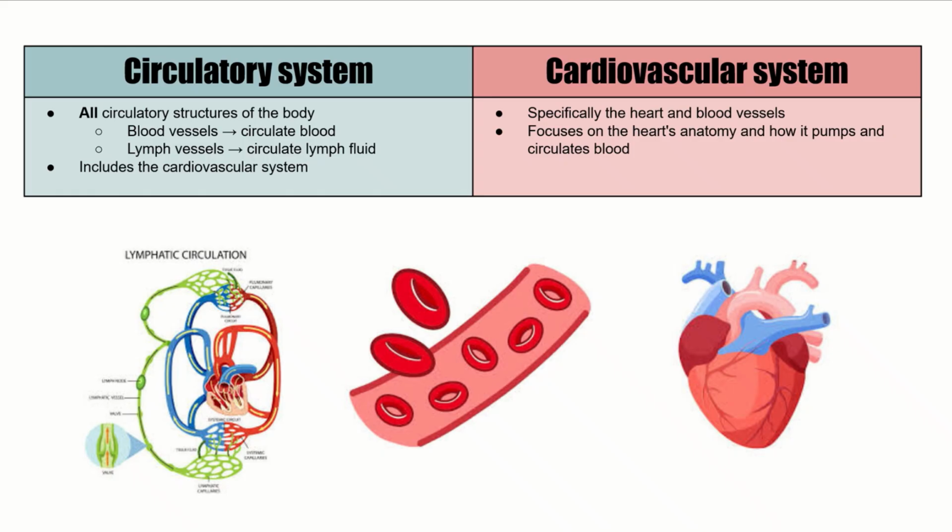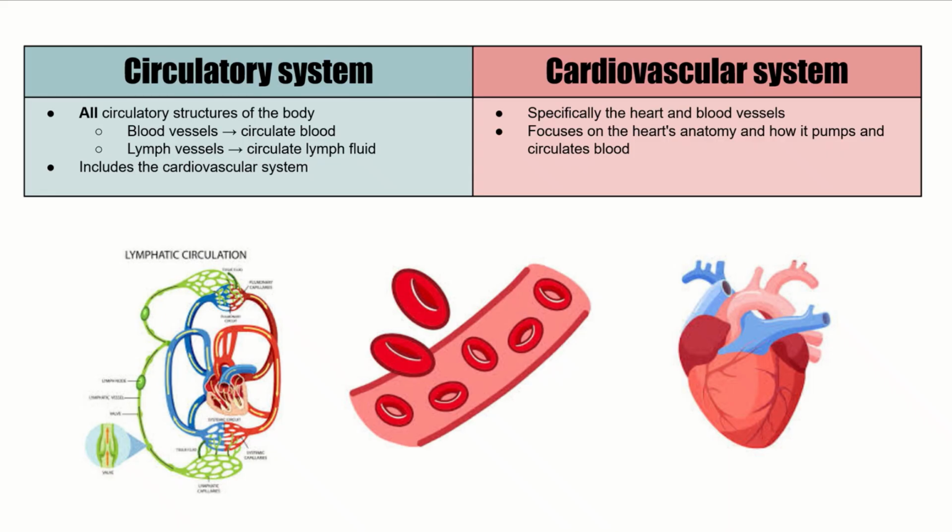Okay, so circulatory system versus the cardiovascular system. The circulatory system is going to consist of all circulatory structures within the body. These structures being the blood vessels, which circulate blood, and the lymphatic vessels, which circulate lymph fluid and aid in lipid absorption. But we will discuss the lymphatic structures within another unit. So just keep those in mind.